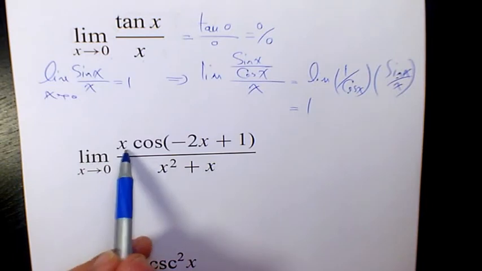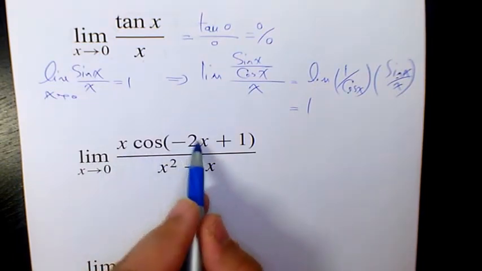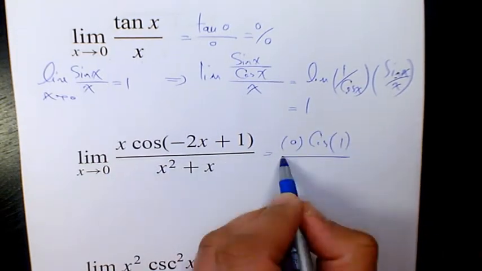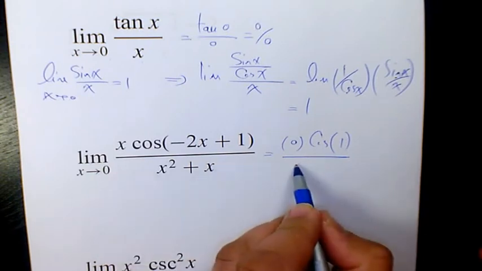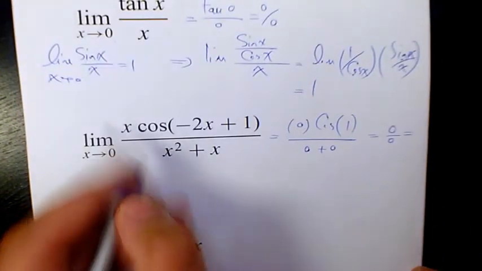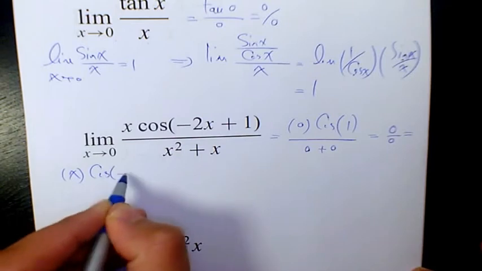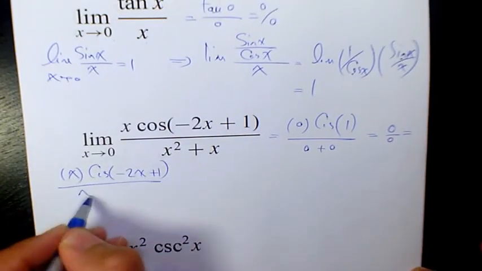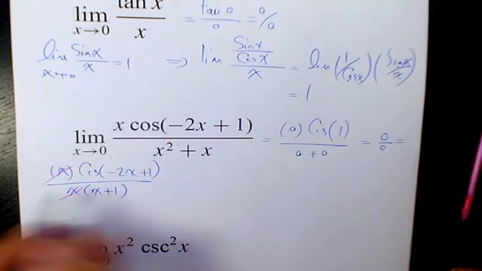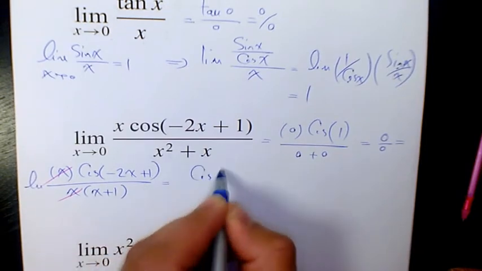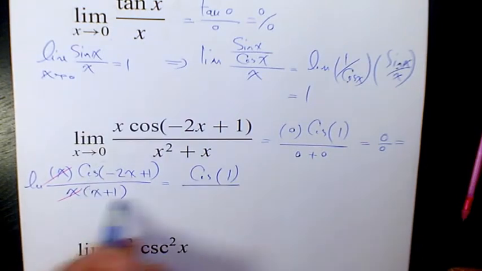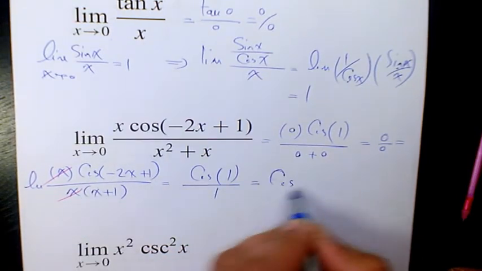Next one. X times cosine of negative 2x plus 1 is going to be 0 times cosine 1, divided by 0 plus 0. This definitely is going to be 0 over 0, which is not defined. So what we can do, we can factor the denominator. x times x plus 1. So these two cancel out. Limit, so it's going to be cosine of negative 2 times 0, which is 0, plus 1 is 1, divided by 0 plus 1, which is 1. It's going to be cosine 1.